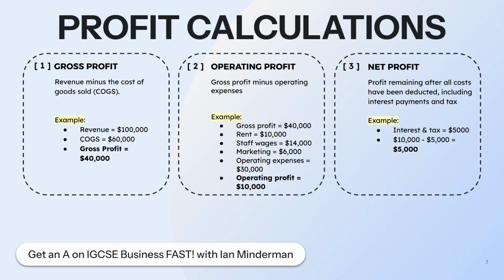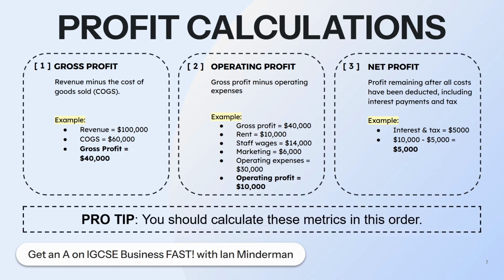Now, lastly, we have net profit. This is profit remaining after all costs have been deducted, including interest payments and tax. So let's say that the interest and tax is $5,000. Your operating profit was $10,000 minus $5,000. That means your net profit was $5,000. That's how you calculate these profit metrics.